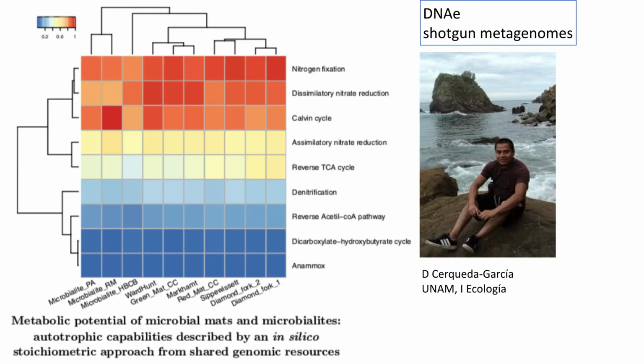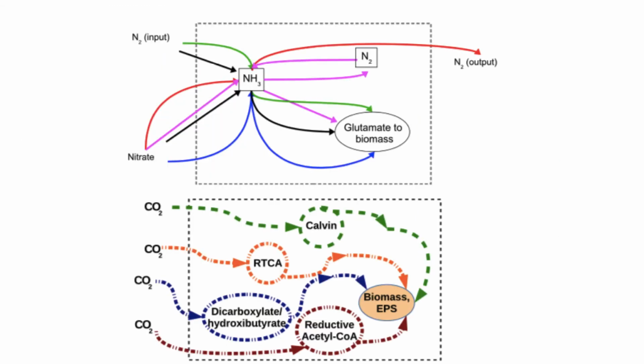Doing environmental DNA shotgun metagenomics with Daniel Cerqueda, what we know is that different microbialites fix nitrogen and have the pathways of the nitrogen cycle I just talked to you about, that carbon cycling for oxygenic photosynthesis is very important, but also other types of anoxygenic photosynthesis, for example, the reverse TCA and the reverse acetyl coenzyme A pathway.